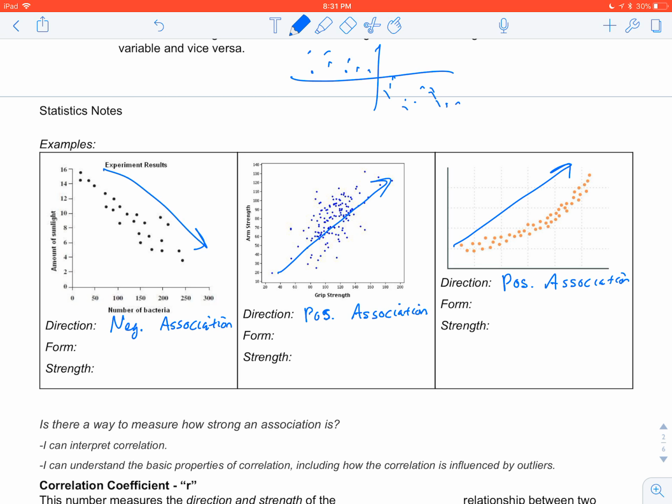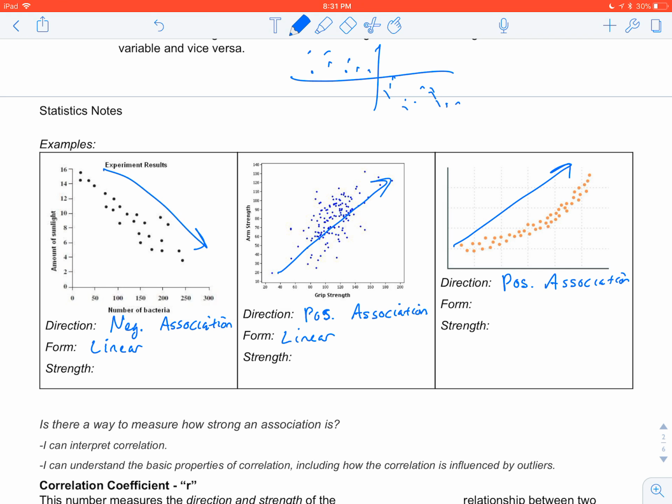Form. Remember, this is going to be linear or nonlinear, and that's it. Okay? This one looks pretty linear. There's no curvature in there at all. That's obvious. So this one we're going to just say it's a linear form. The second one, again, it's not close to a line. It's less strong than the first one, but yes, it is still linear. We don't see any curvature.